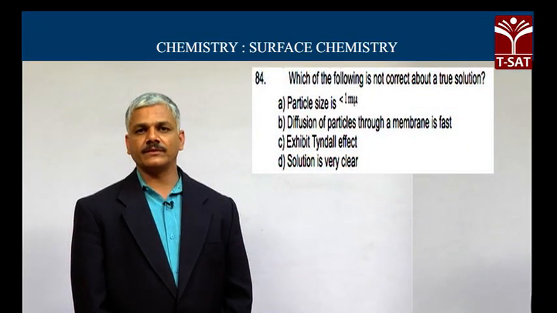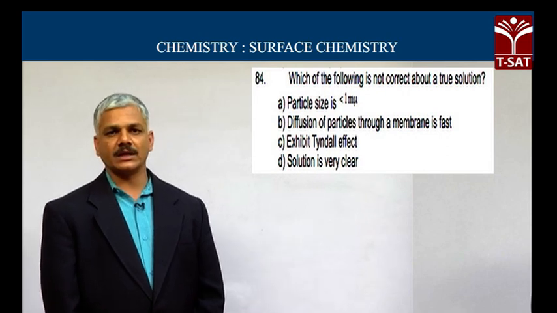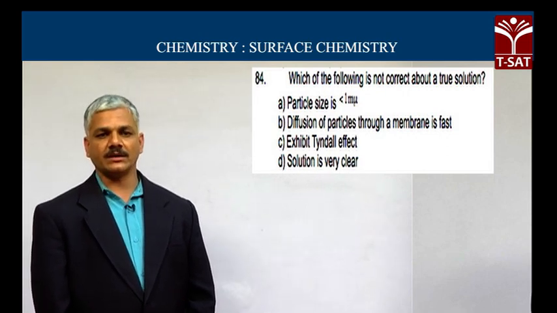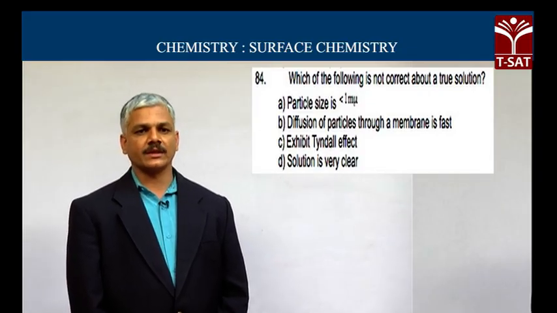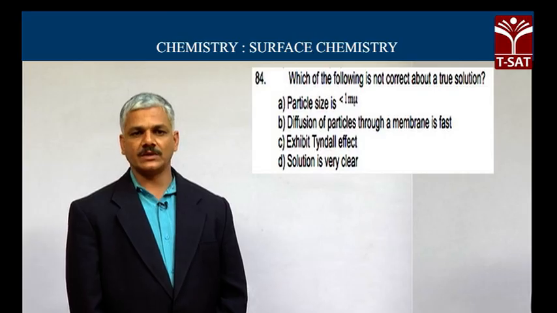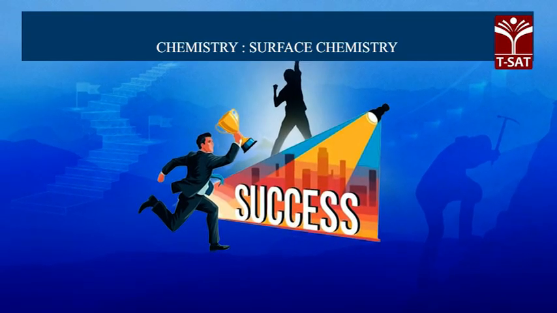84. Which of the following is not correct about a true solution? Particle size is less than 1 millimicron, diffusion of particles through a membrane is fast, exhibit Tyndall effect, solution is very clear. Correct option is C.